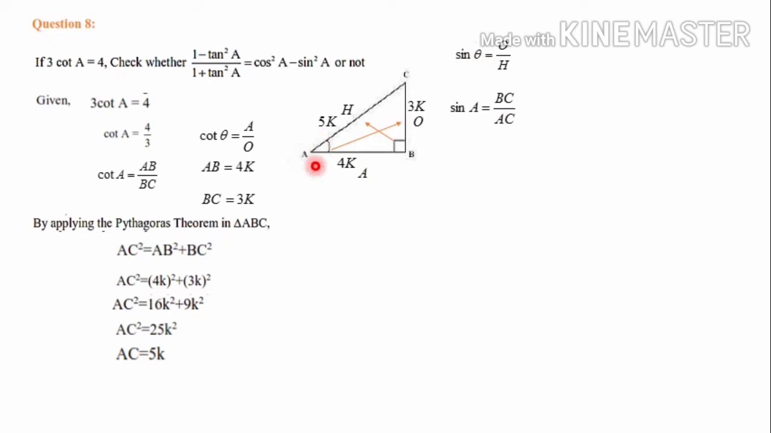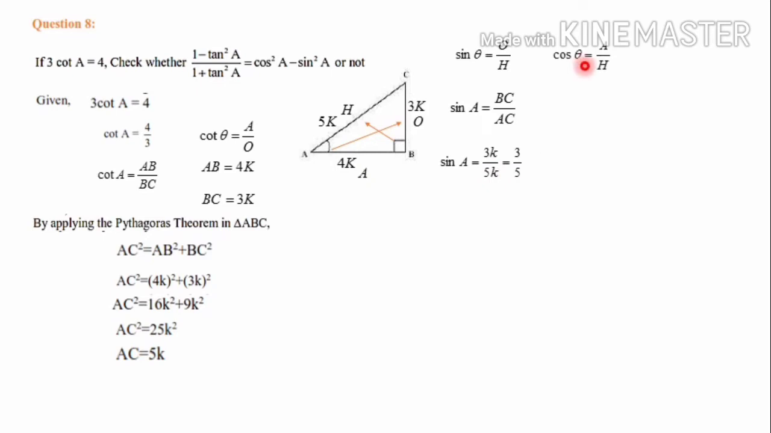Our given angle is A. So we have written here sine A is equal to BC by AC. That is, sine A is equal to BC, whose length is 3k, and AC, whose length is 5k. So 3k divided by 5k. K cancelled. Then we have got the answer as 3 divided by 5.